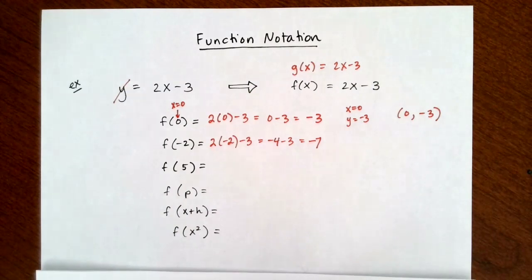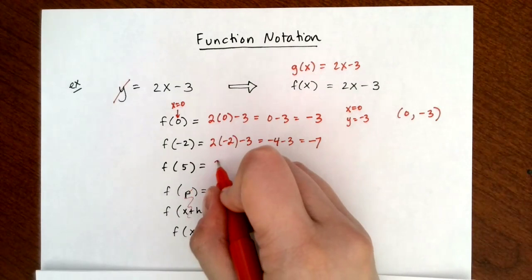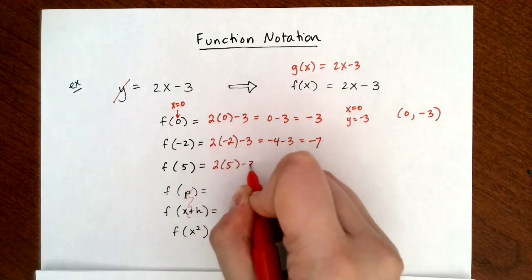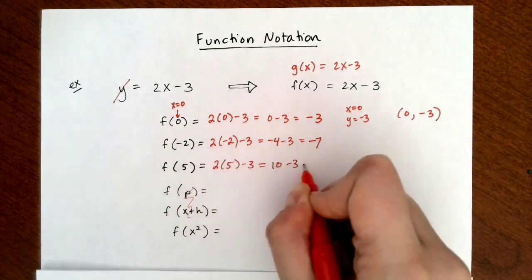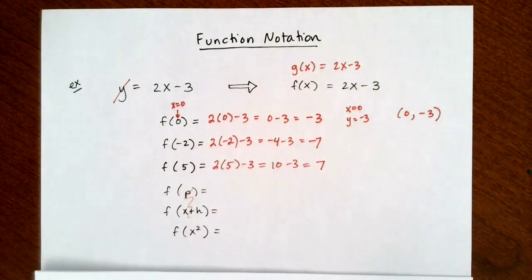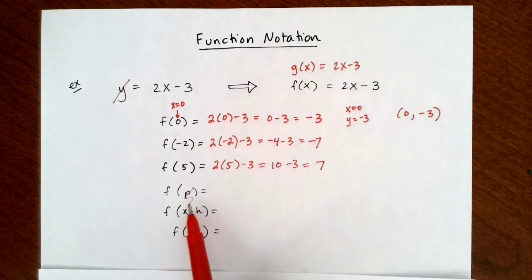All right, we'll do one more with a number, and then you can see we're going to get weirder and weirder at the end here. Oh no, I drew on it. Okay. All right, so f of 5, we'll do 2 times 5 minus 3. 10 minus 3 is positive 7. Okay, so we'll try to ignore my little zigzag here.